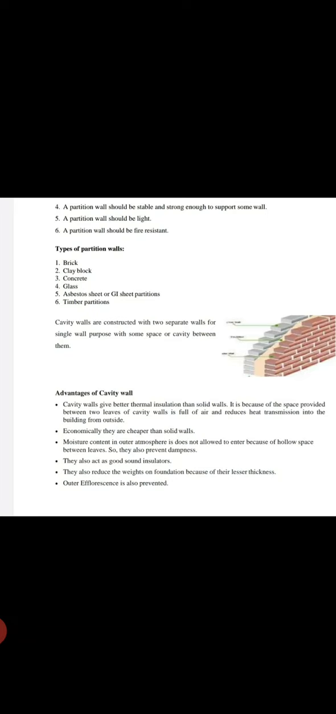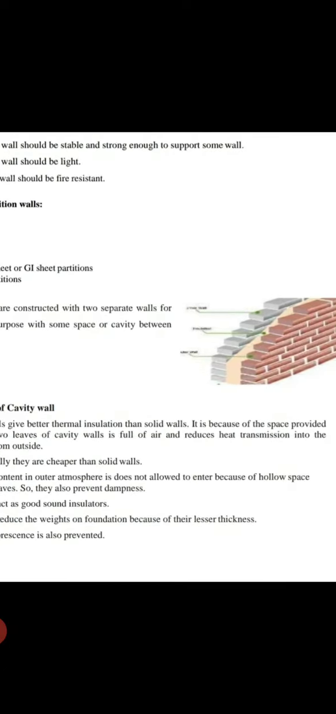A partition wall should be stable and strong enough to support any wall finish. A partition wall should be light. A partition wall should be fire resistant. Types of partitions include brick, clay brick, concrete block, glass, GI sheet partitions, and timber partitions. You can see in the figure the partition wall is given.